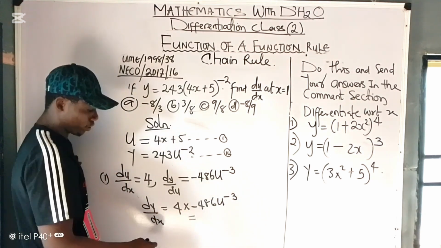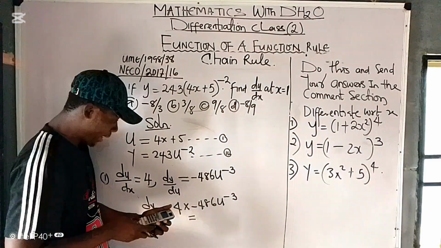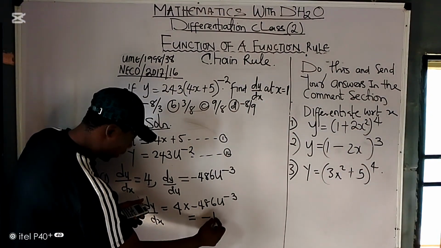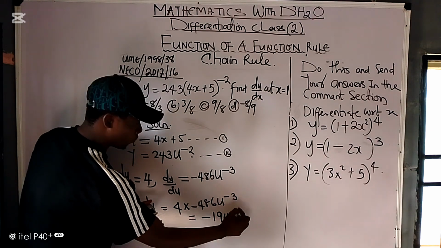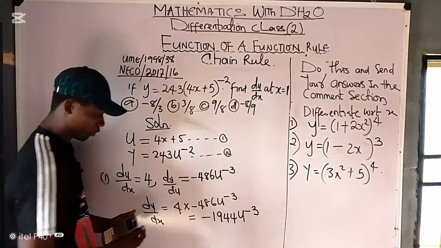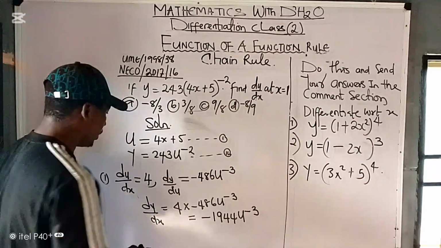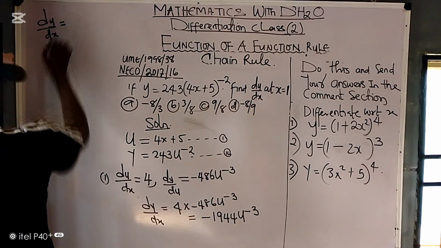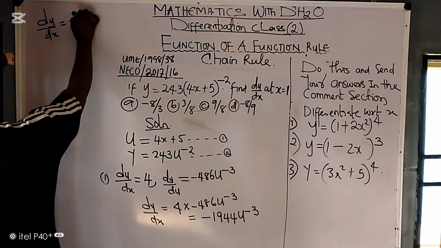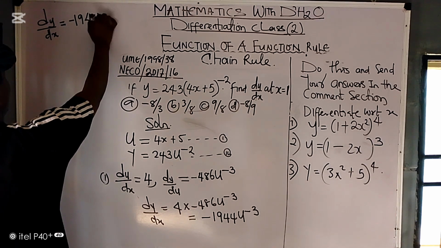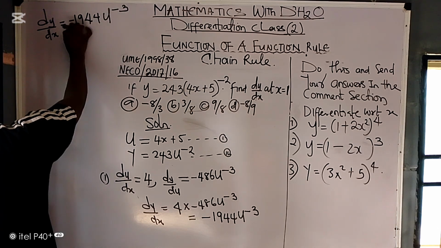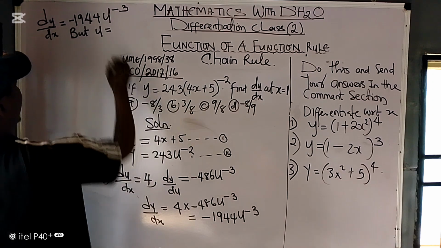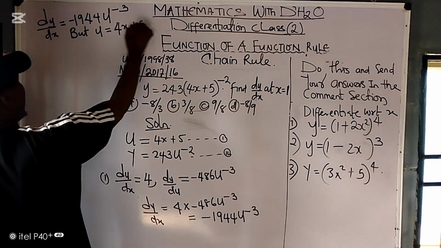So what would that give us? Okay, let's do it. 4 multiplied by 486 will give us minus 1944, u raised to the power of minus 3. Do you get? So this is what we have now. Let's finish it. You have dy over dx equals minus 1944 u raised to the power of minus 3. But what is the value for u? u is equal to 4x plus 5.